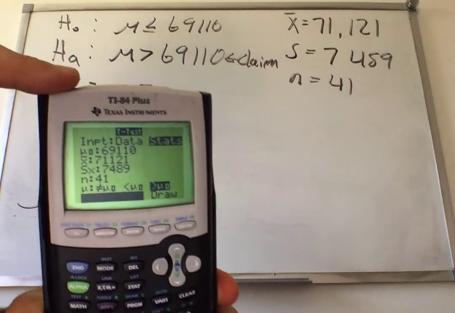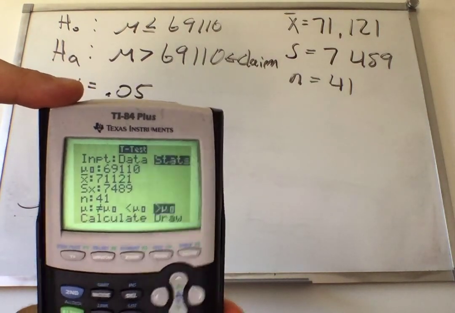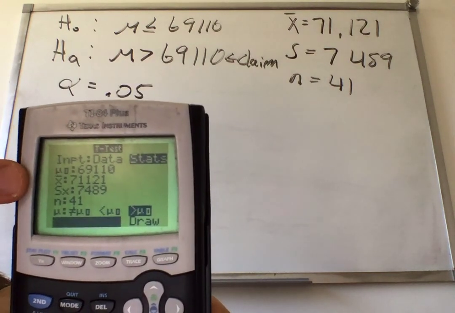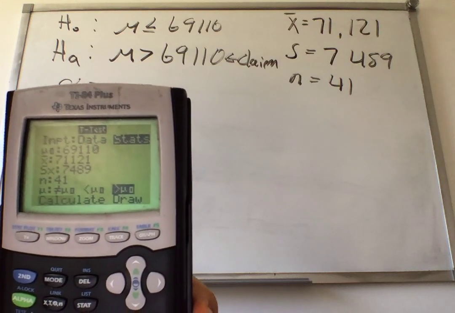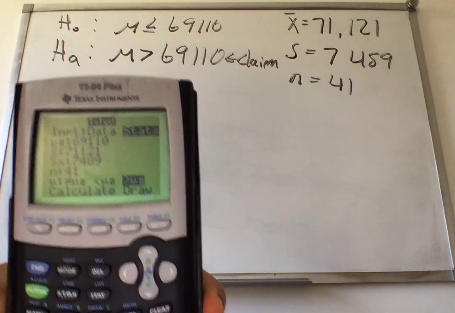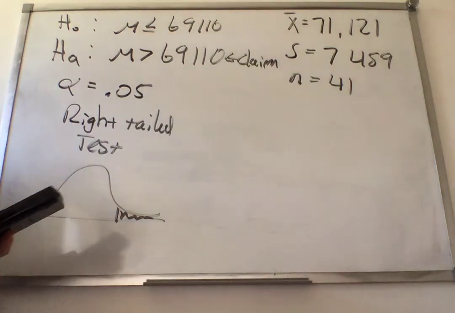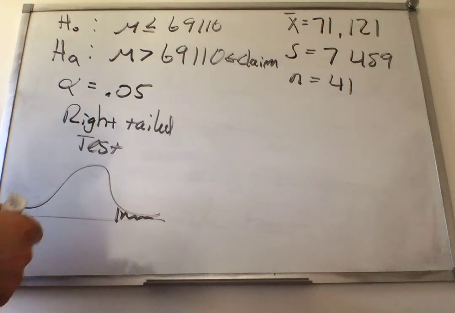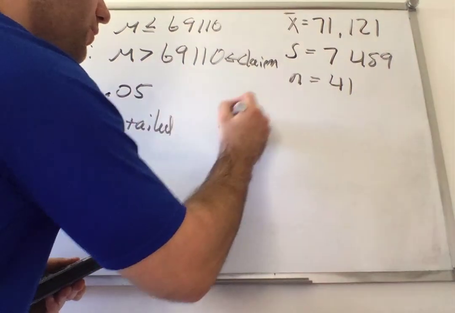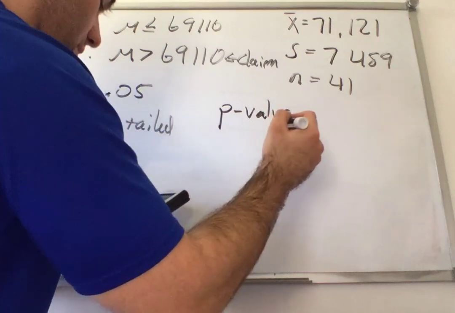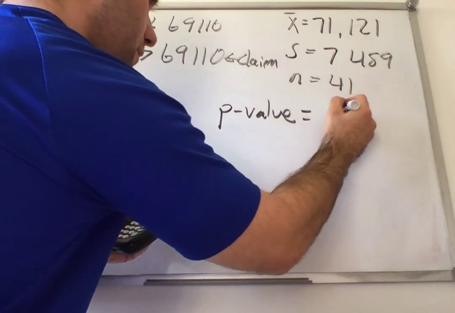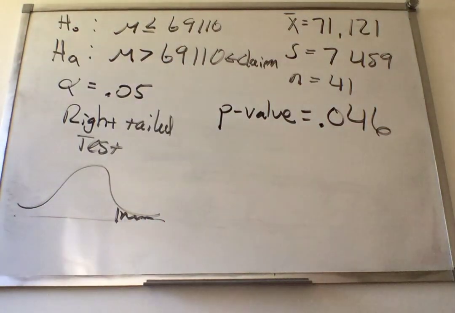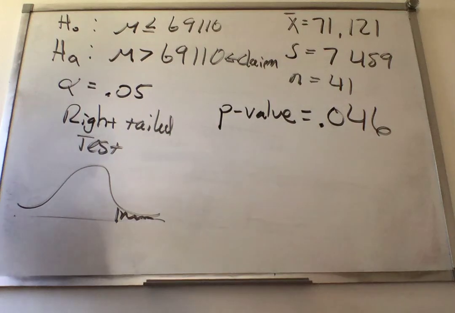And here's how it should look. 69,110, that's our null hypothesis. 71,121, there's our X bar. Sample standard deviation, 7,489. And then sample size 41, right-tailed test, calculate. Okay, so we get a p-value of 0.046.